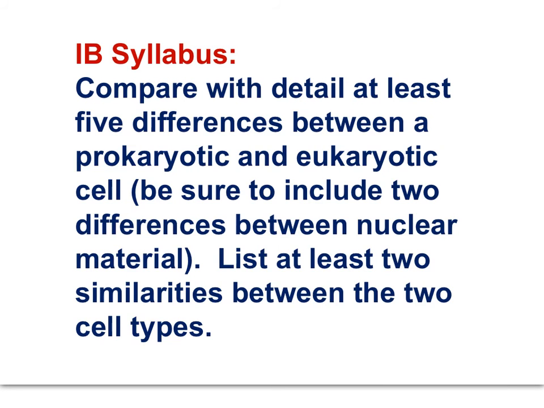So here's the IB syllabus statement that you need to gain control of. Compare with detail at least 5 differences between a prokaryotic and a eukaryotic cell. Be sure to include 2 differences between nuclear material. State at least 2 similarities between the 2 cell types. Not having studied eukaryotic cells yet, you may feel a bit uncomfortable with the comparison, but eukaryotes is the subject of Cell Biology, Part 4.